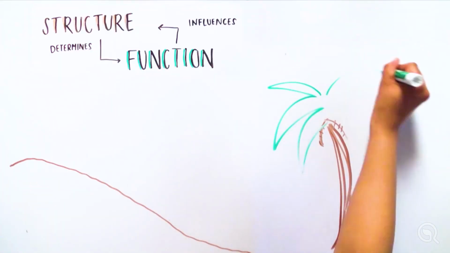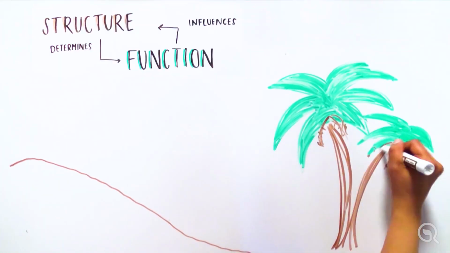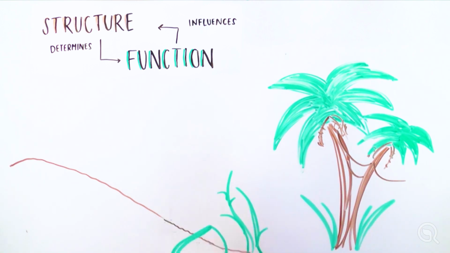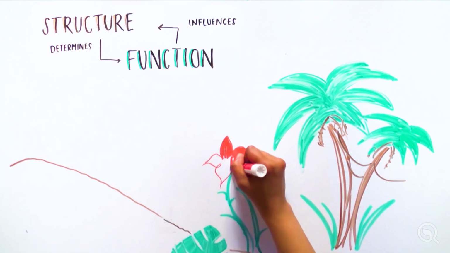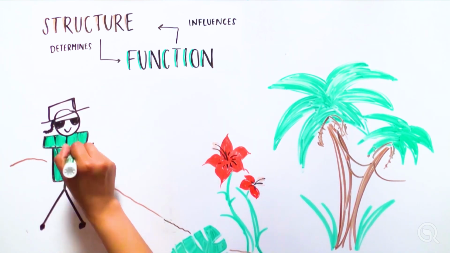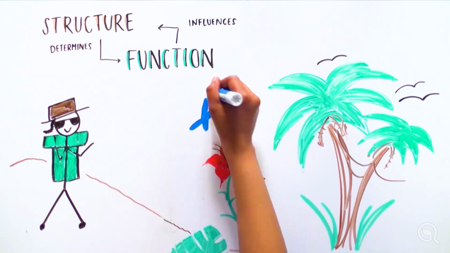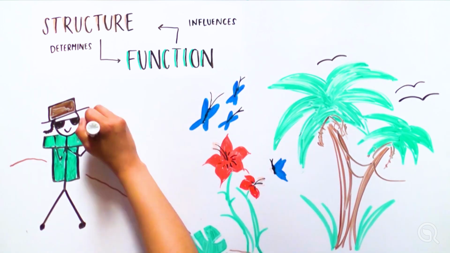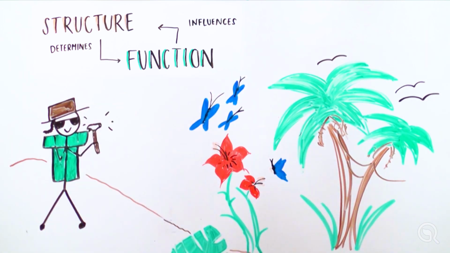Structure determines function, and function also influences structure. If the structure of an ecosystem, body system, or molecule changes, the function changes. This principle makes sure that biological systems function properly, since each cell and molecule is as precisely structured as a hammer.